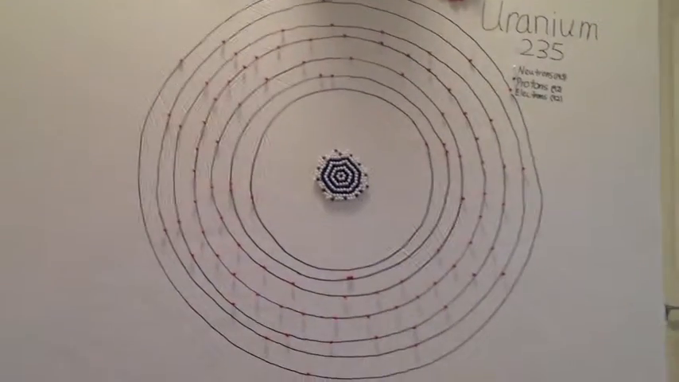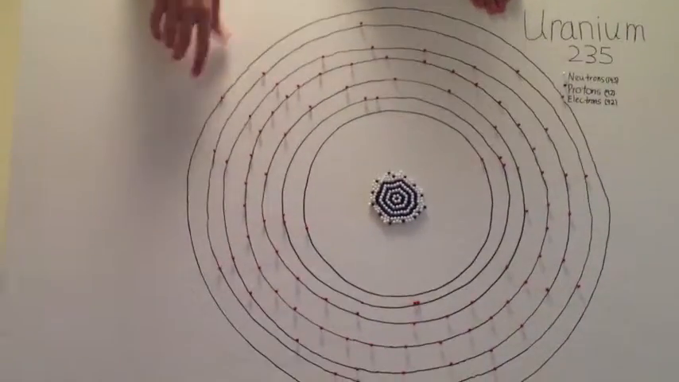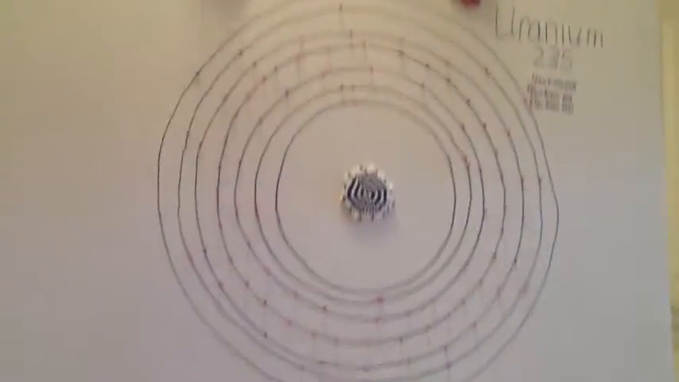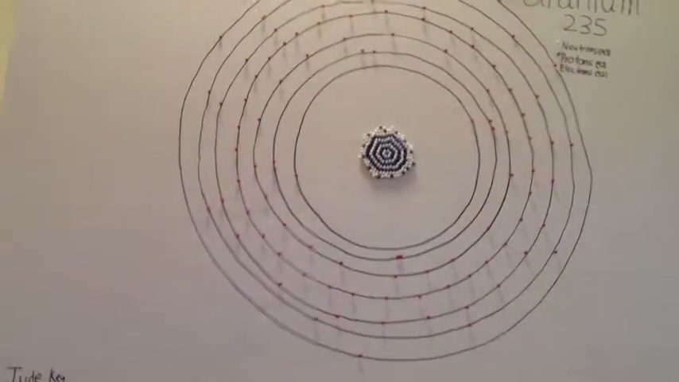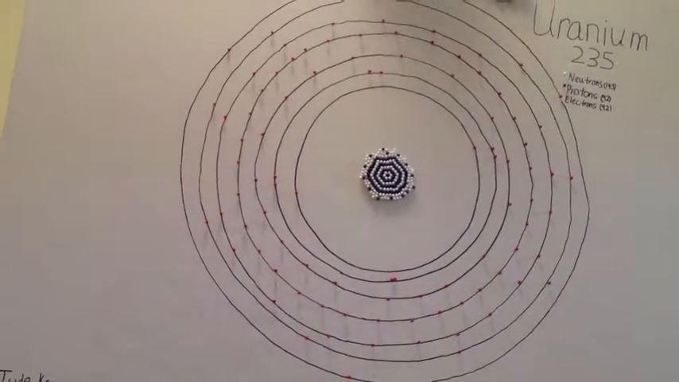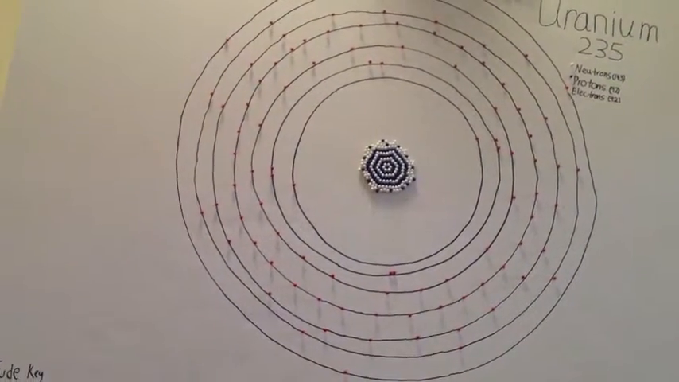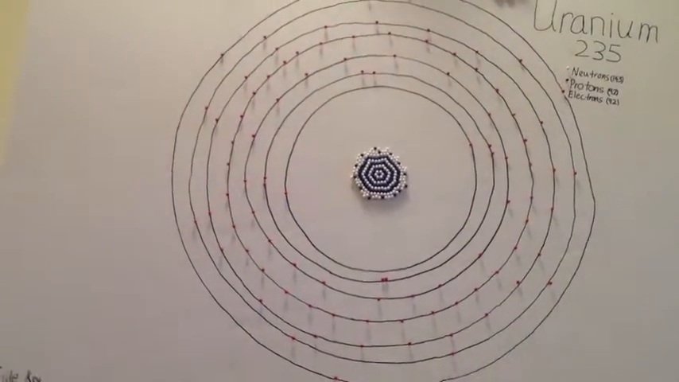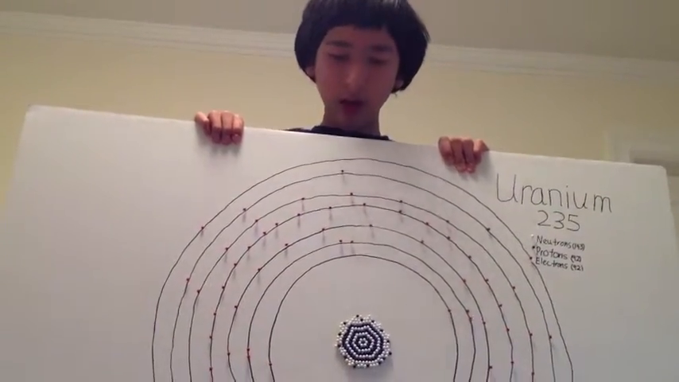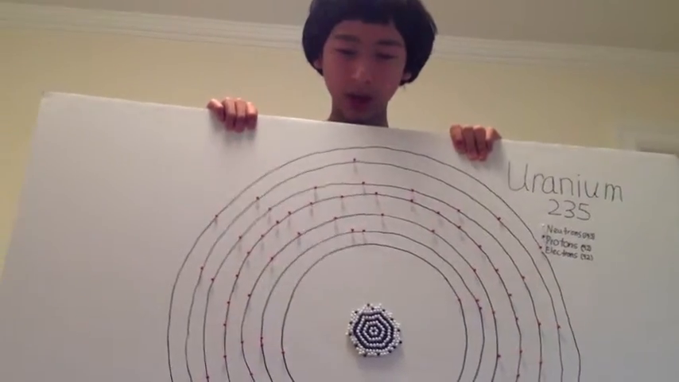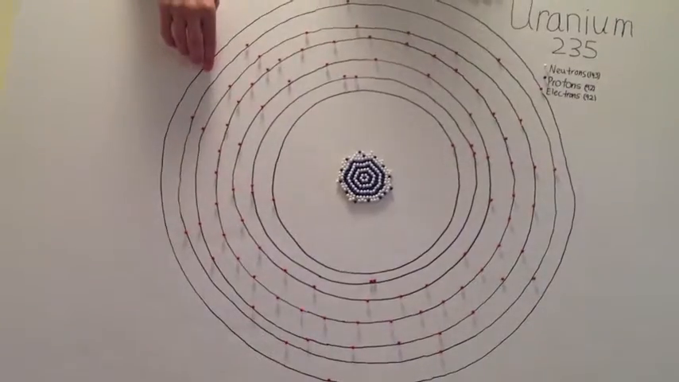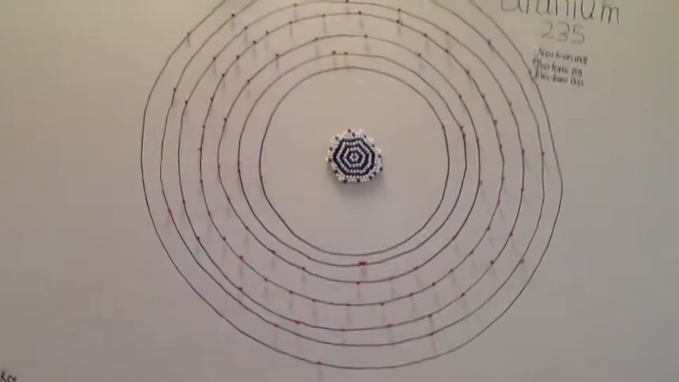Uranium is a metal, but how can you tell that on this model? Well, uranium has 3 valence electrons, and metals have between 1 and 3 valence electrons. The alkali metals on the periodic table have 1 valence electron. The alkaline earth metals have 2, and the transition metal family has 1 or 2, but uranium has 3, so it's part of the actinide series.